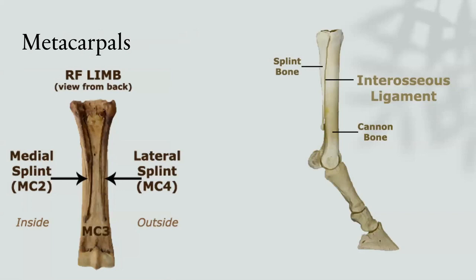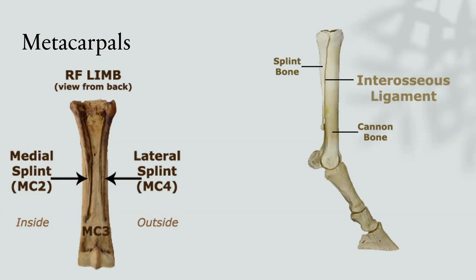All right, so moving up the leg, we get to our metacarpal bones. In the front leg, we refer to the cannon bone as our third metacarpal. Why the third? Anybody know? The splint bones make up the other metacarpals. Sure. So the third metacarpal is equivalent to that middle finger.